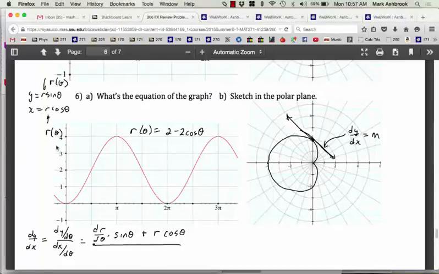dx d theta is going to be dr d theta times negative sine theta plus r times, whoops, I did both. That should be cosine. Derivative of the first times the second, not times the derivative of the second. Derivative of the first times the second plus the first times derivative of the second.